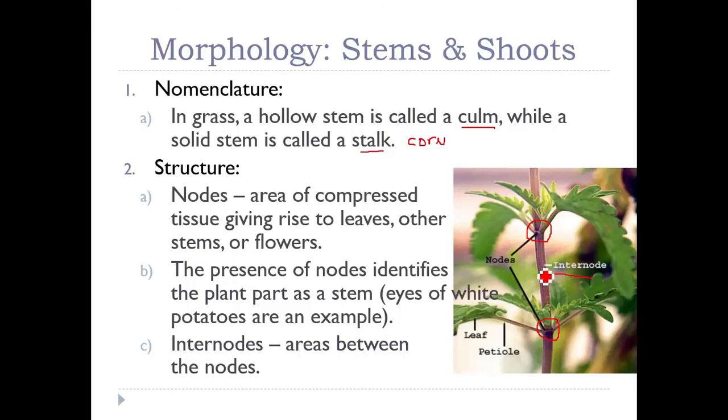Now, if there are nodes on any part of a plant, that identifies that plant part as a stem. So if it has nodes, it's a stem. If it has these areas of compressed tissue that give rise to other plant parts, it's a stem. For example, a white potato has eyes, and the eyes are actually nodes, and these are the parts of the white potato that will sprout under the right environmental conditions. So they are capable of creating a new potato plant, and in fact that's how we propagate potatoes.